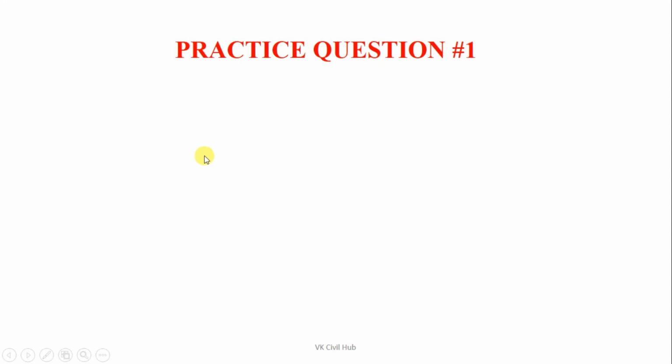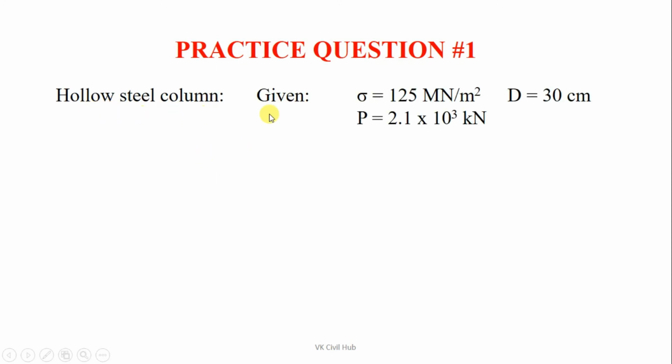The problem given is a hollow steel column. Sigma is given as 125 meganewton per meter square. Capital D, that is the external diameter, is given as 30 centimeters. Load P is given as 2.1 into 10 power 3 kilonewton. And here you have to find the internal diameter small d.